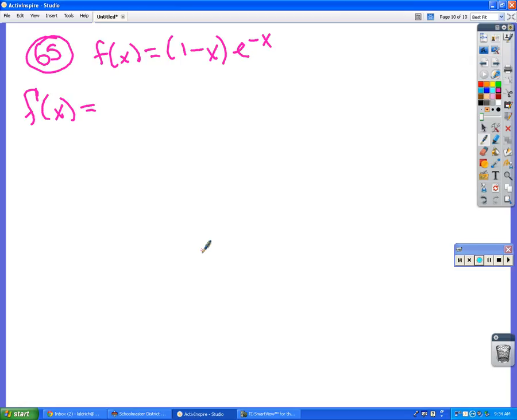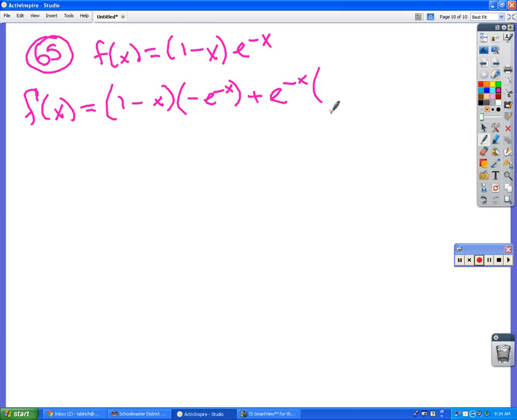Okay, so how do I take the derivative of that function? Product rule. So I'm going to go the first one times the derivative of the second. What's the derivative of e to the negative x? But then we have to multiply by the derivative of negative x. Okay, so that's the first one times the derivative of the second, plus the second one times the derivative of the first is what? What's the derivative of the first?